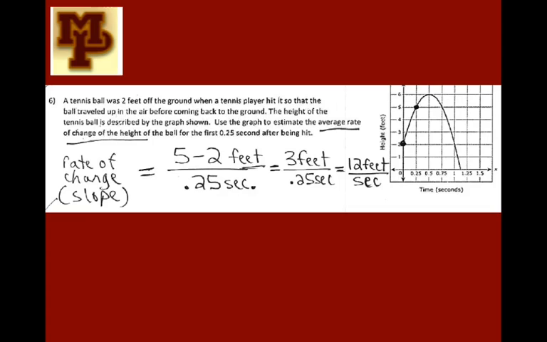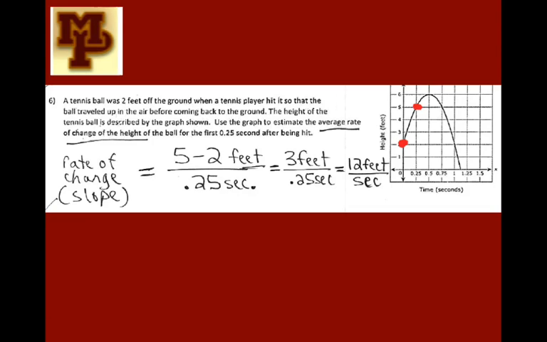Okay, this concept comes up again, this average rate of change. I want you to think just slope between 2 points, slope. So it says use the graph to estimate the average rate of change of the height in the first 0.25 seconds. So from there to there, that's the first 0.25 seconds.